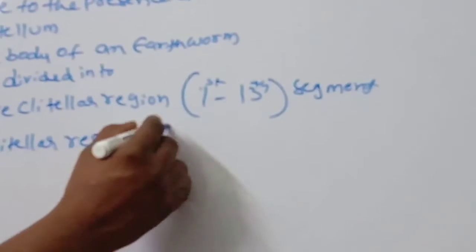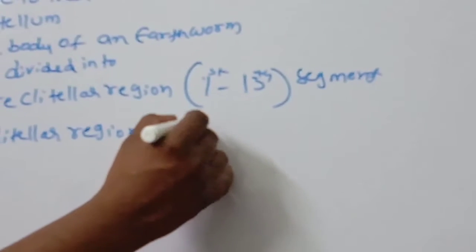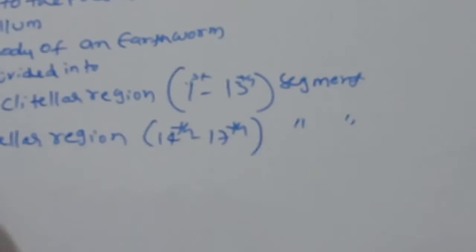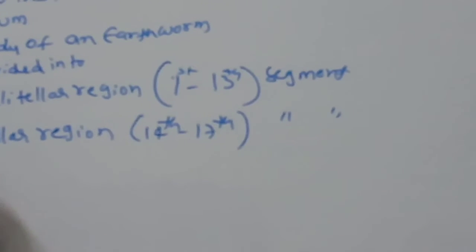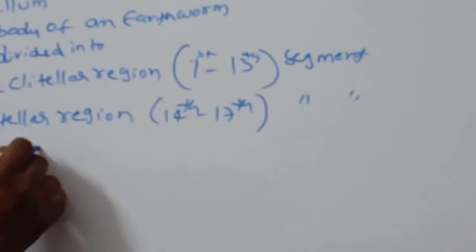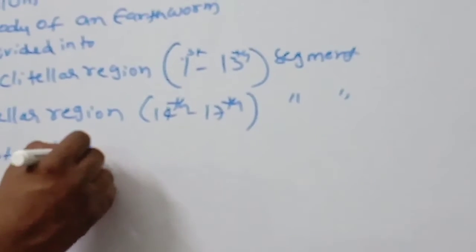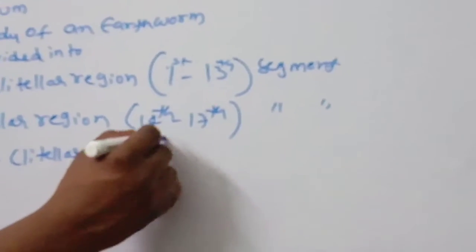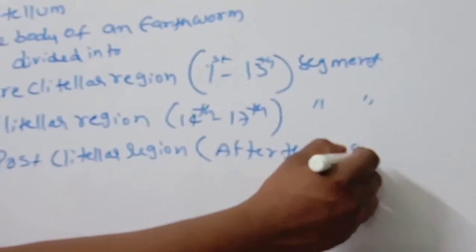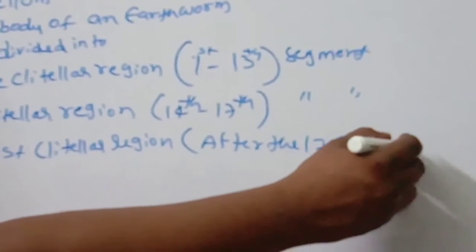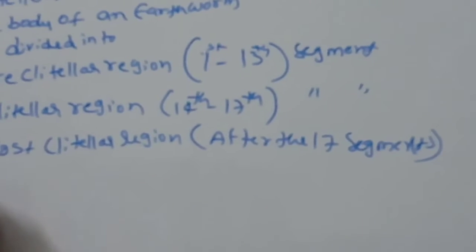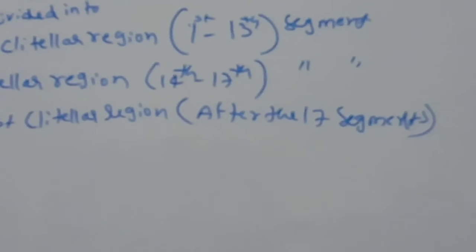Clitellar region, that is the 14th to 17th segments. Okay, children, the next one: what is called after the 17th segment? The post-clitellar region, after the 17th segment. So like this, there are different parts in the earthworm.